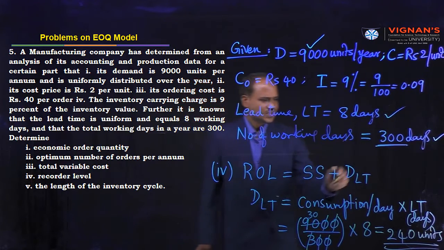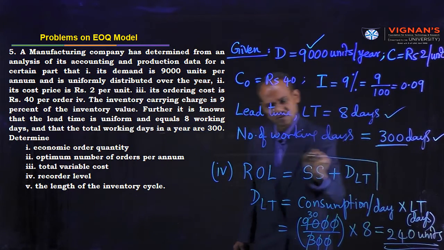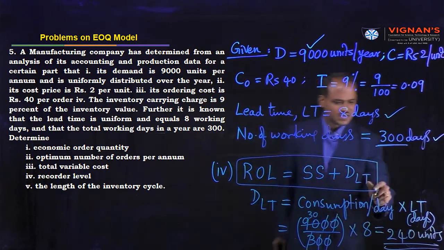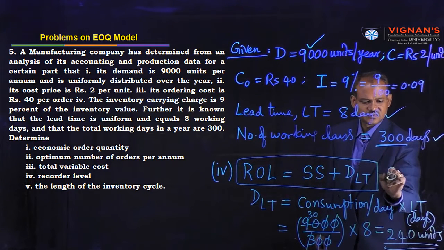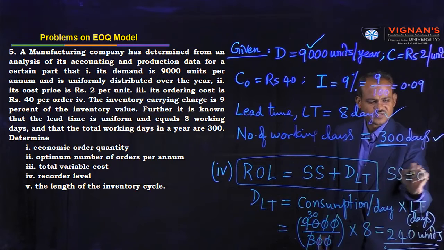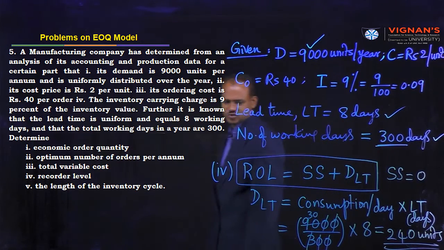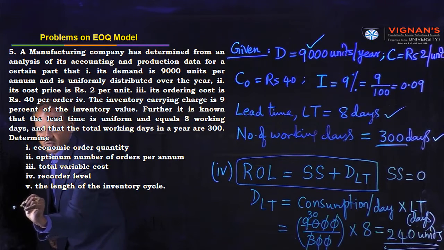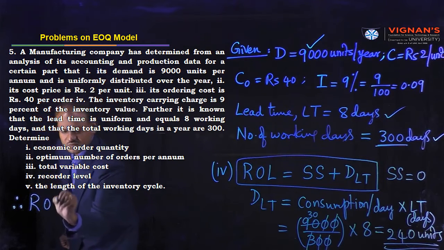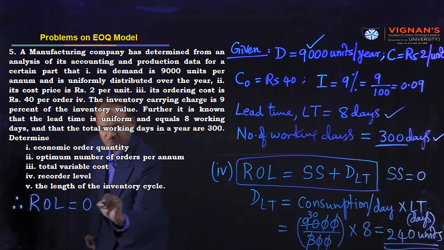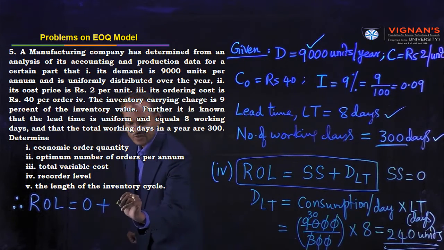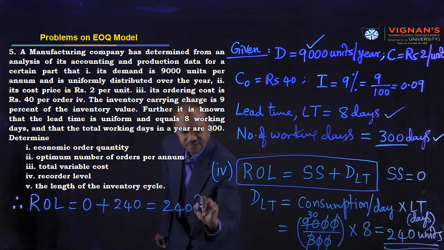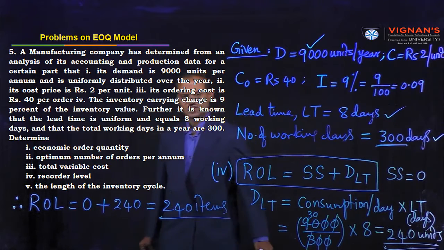Here the safety stock value is not given in the problem. He didn't mention safety stock. So in this case, safety stock is considered as 0 units. Therefore, ROL is equal to safety stock 0 plus demand during lead time 240 units. Therefore, ROL is equal to 240 items. This is the answer.